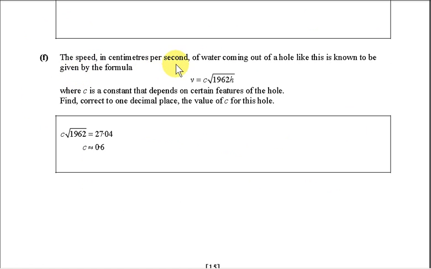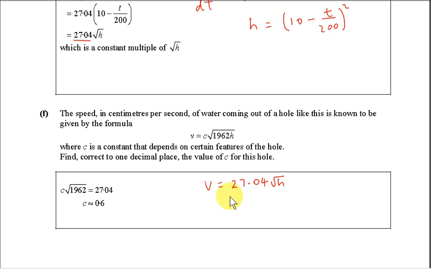The speed in centimeters per second of water coming out of a hole like this is known to be given by the formula v equals c times the square root of 1962h, where c is a constant that depends on certain features of the hole. Find correct to one decimal place the value of c for this hole. So we need to know values of h and v for a particular hole. Well, the relationship between v and h is given from the previous part. So we can just replace v with this here.